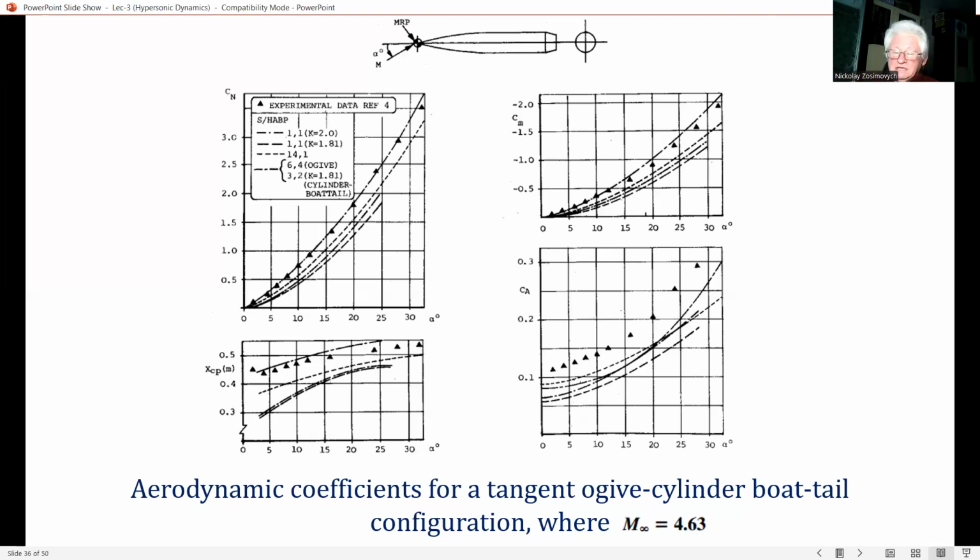Comparing the results shown in this diagram, this first curve gives the best agreement with experiment, illustrating the value of mixing and matching various options available in HABP for different parts of the vehicle. The normal force coefficient C sub N is accurately predicted, and the location of the center of pressure X_CP and the moment coefficient C sub M are reasonably predicted.